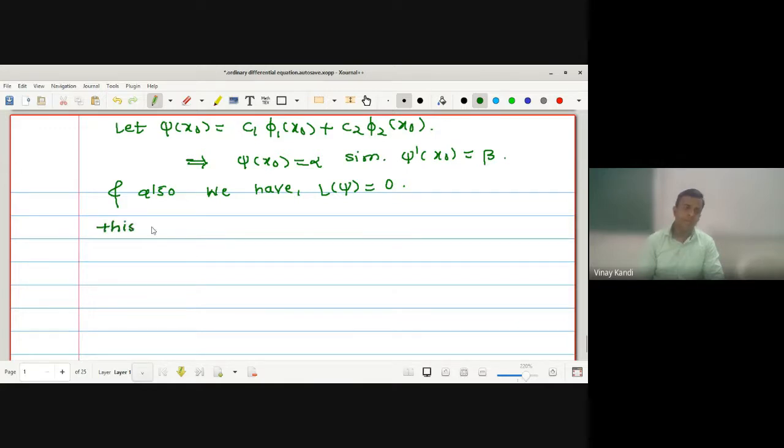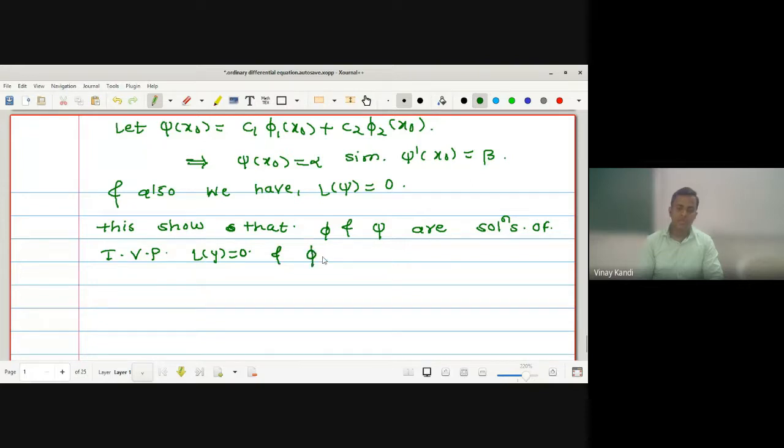This shows that phi and psi are solutions of the initial value problem L of y is equal to 0, with phi of x naught equal to alpha and phi dash of x naught equal to beta.